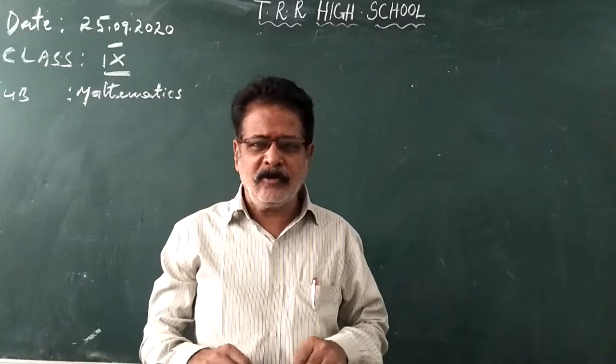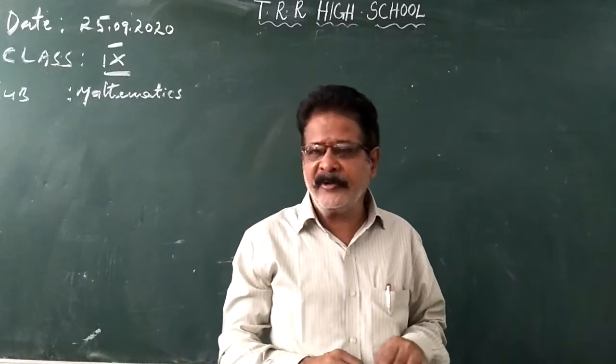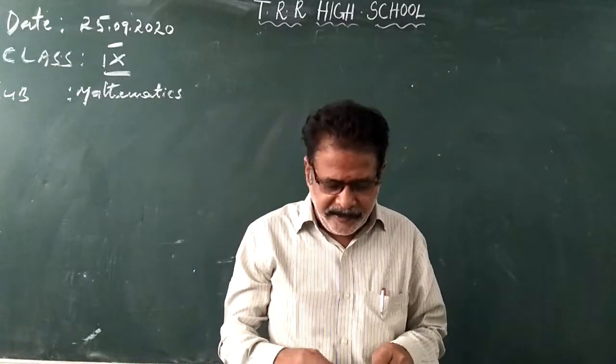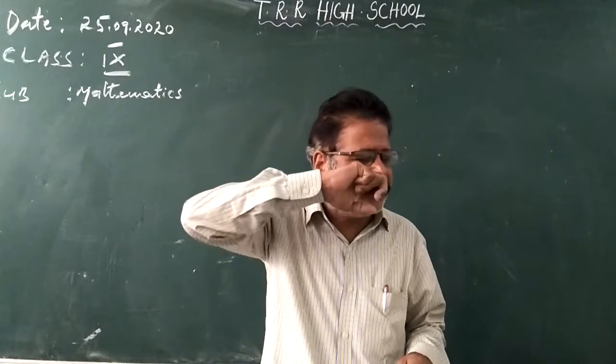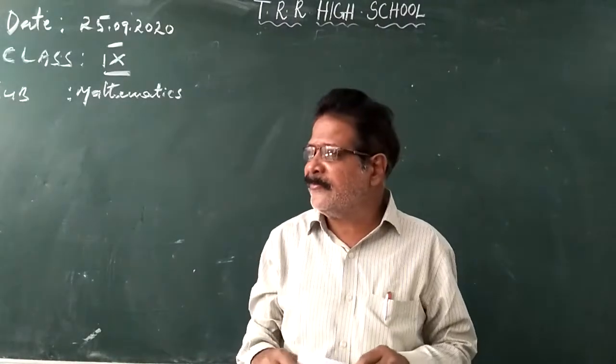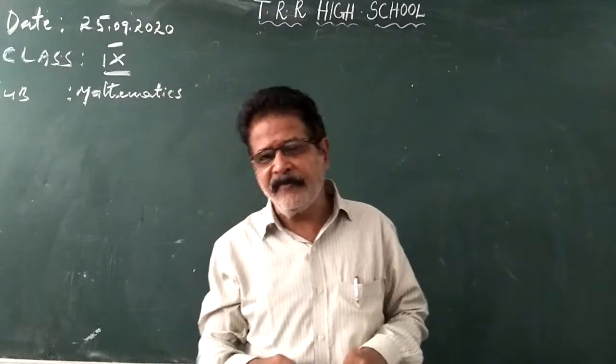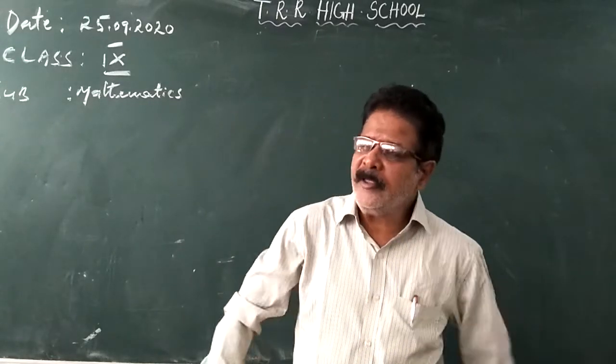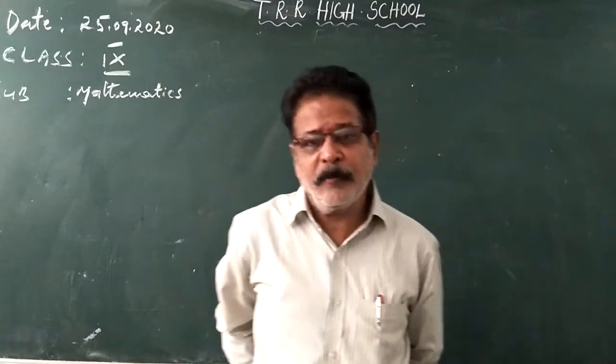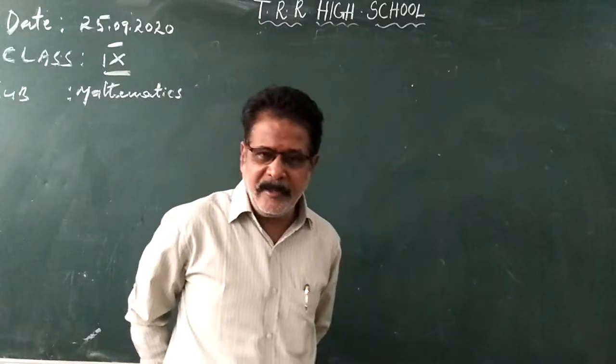You know about conjugate surds also. What are conjugate surds? If the sum or the product of two surds is a rational number, then they are called conjugate surds. The conjugate of a plus root b is a minus root b. The conjugate of a minus root b is a plus root b.